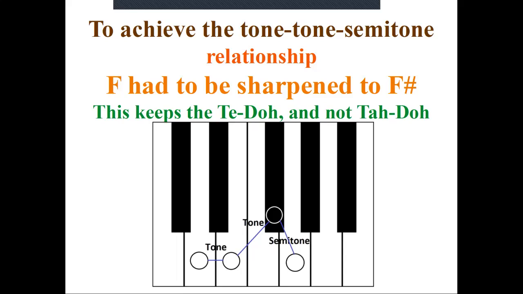To achieve the tone, tone, semitone relationship, F had to be sharpened to F sharp. This keeps the Te-do relationship right. If it was F natural instead of F sharp, it would have been Ta-do instead of Te-do.